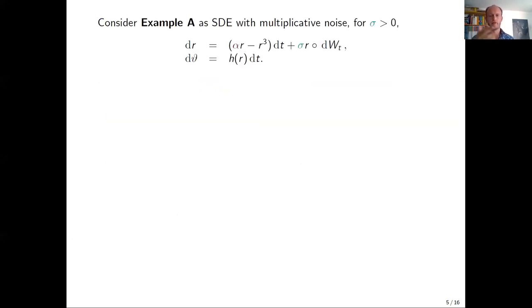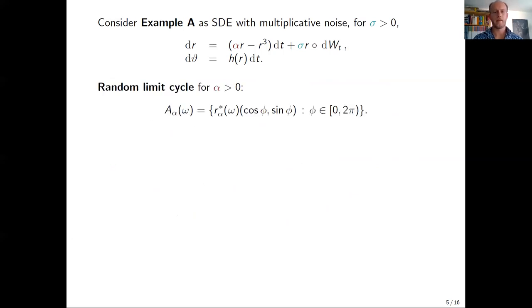So just to give you an idea with our example, how these two views compare. If we now add some multiplicative noise on our amplitude radial coordinate, then we can look at something we would call a random limit cycle. For each omega, we can solve the first equation, the R equation, to find a so-called random equilibrium. Some solution which is defined for each omega and which is a sort of stationary solution of this R problem, actually solves the problem in a random dynamical system sense.